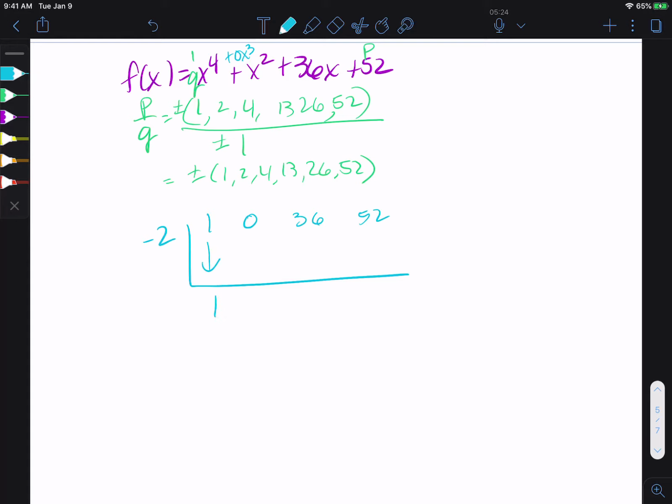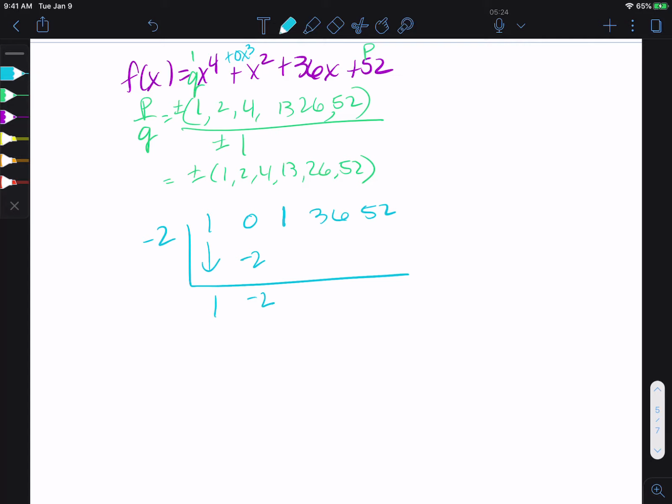So I bring down the 1. -2 times 1 is -2. 0 plus -2 is -2. -2 times -2 is +4. 36 plus 4 is 40. And then -2 times 40 is -80. Totally done something wrong. Oh, I forgot a 1. So 1, 0, 1, 36, then 52.